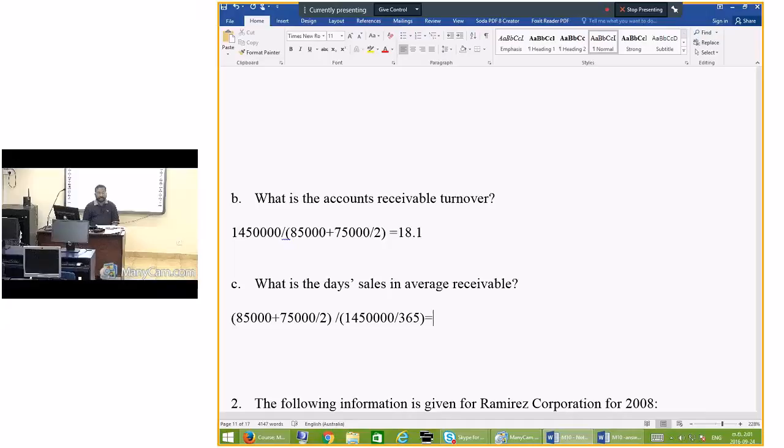Average debtors divided by one day sales, and approximately 20 days. The debtors collection period, or days sales in average receivable, is 20 days. Average debtors divided by one day sales.